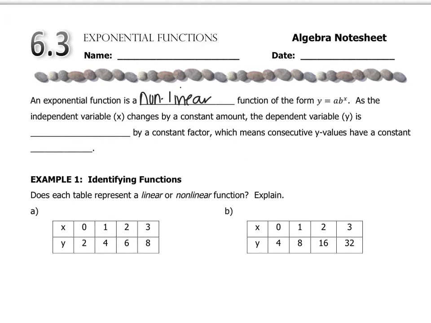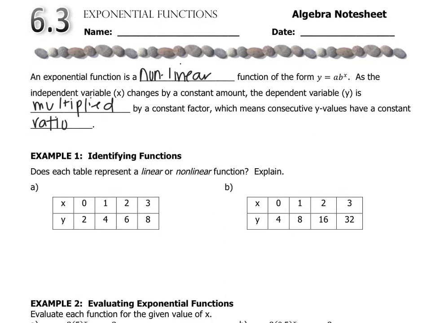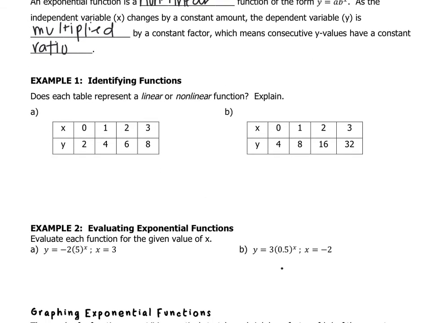So you're like, well, if it's not a line, then what does it look like? As the independent variable changes by a constant, the dependent variable is multiplied by a constant factor, which means consecutive y values have a constant ratio. If you remember from linear functions, they had a constant addition or subtraction, so we could find the slope between the two values. It was constant in terms of the rate of change. Here, it's being multiplied. So down in example 1, we have to figure out if something represents a linear or nonlinear function.